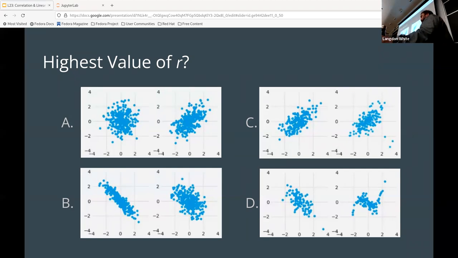All right, as someone who's holding up their right hand, you want to explain why you think this one has a higher value of R than this one? Anybody? Right. So I like to use the technical term blobby. This one looks more blobby to me, and this looks more like a line. But you're right, you described more outliers, more variability in the data. So the right-hand side was correct on that one.